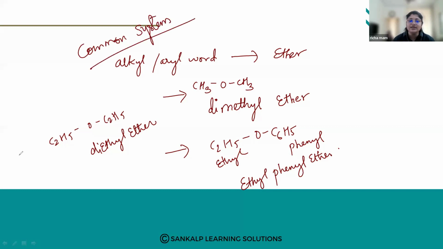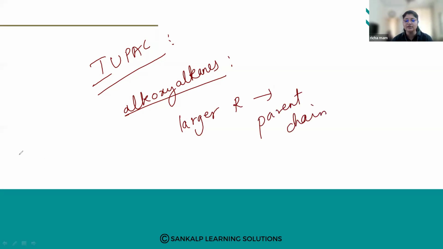Let us go for the next one, the IUPAC system. How do you write ethers in IUPAC? According to IUPAC, ethers are named as alkoxy alkanes. Whichever R group is larger is taken as the parent chain. It is taken as the parent chain hydrocarbon. Is it clear?